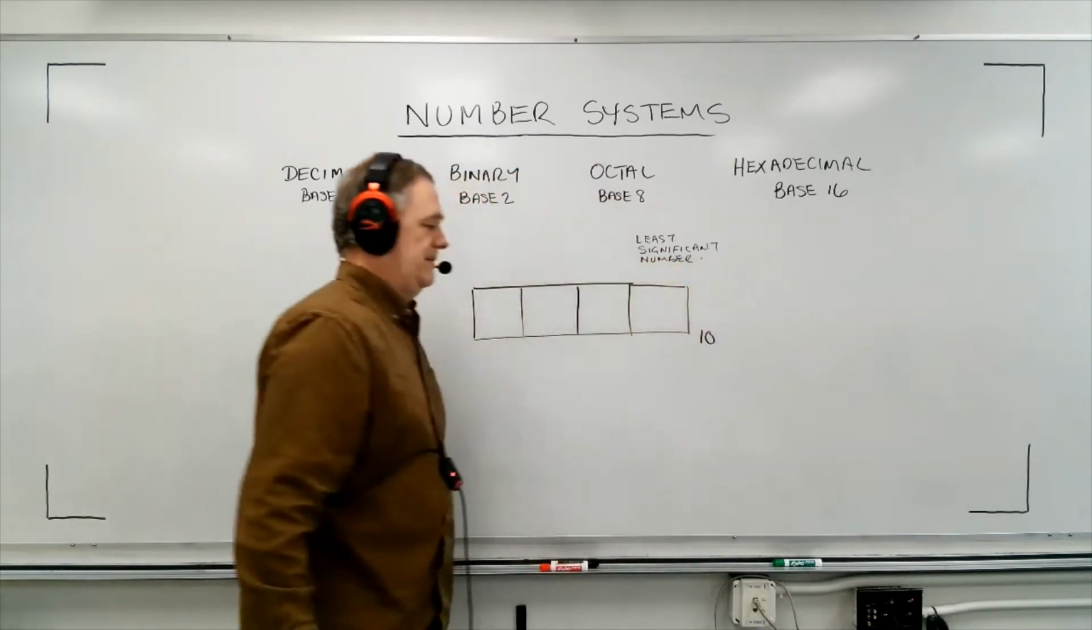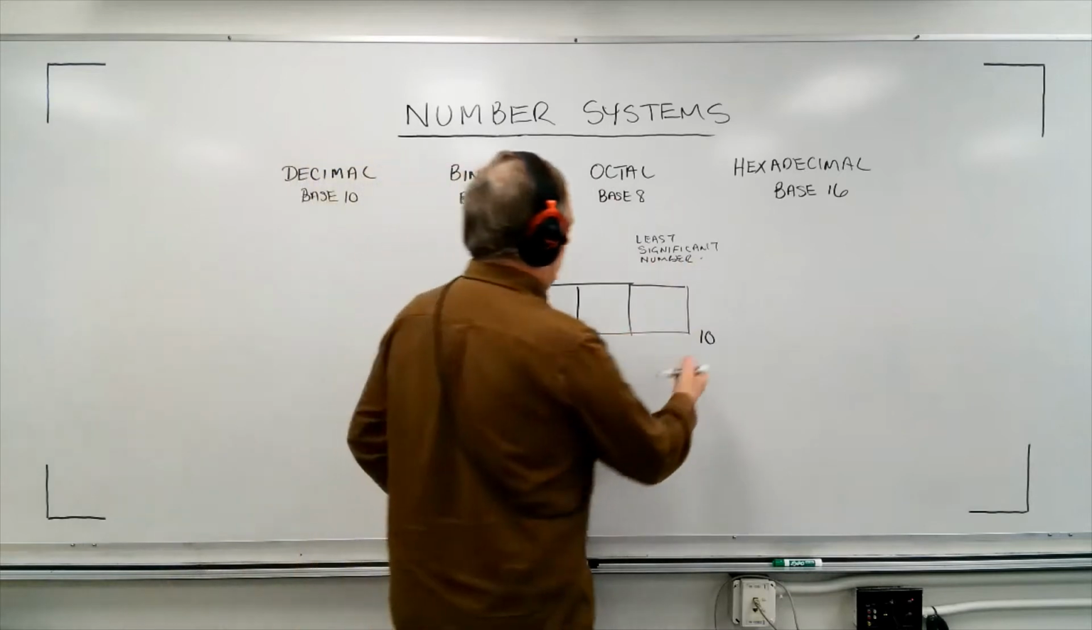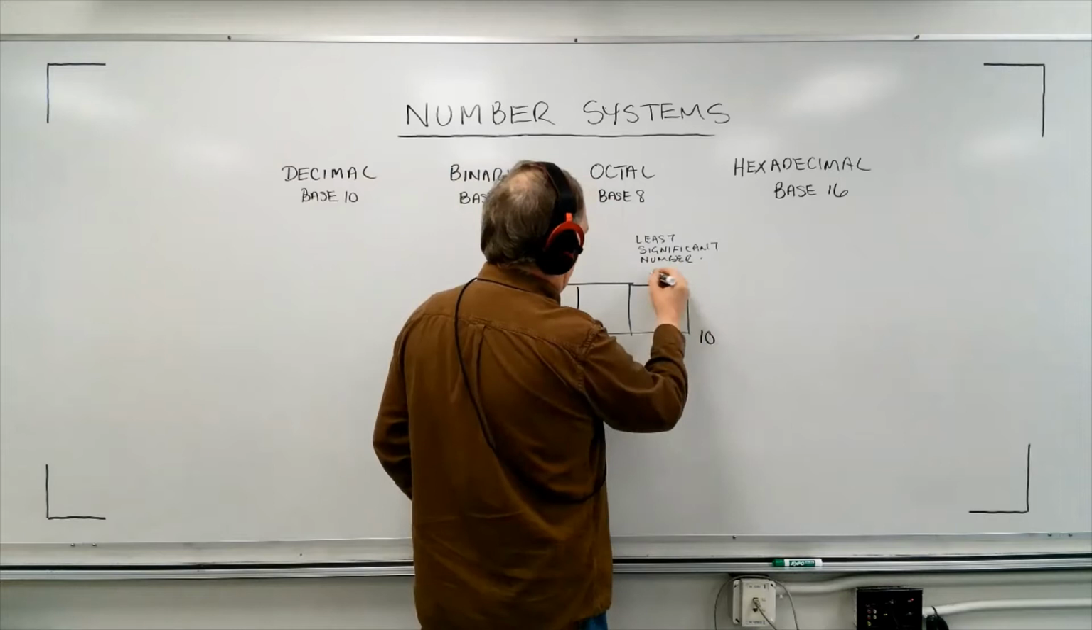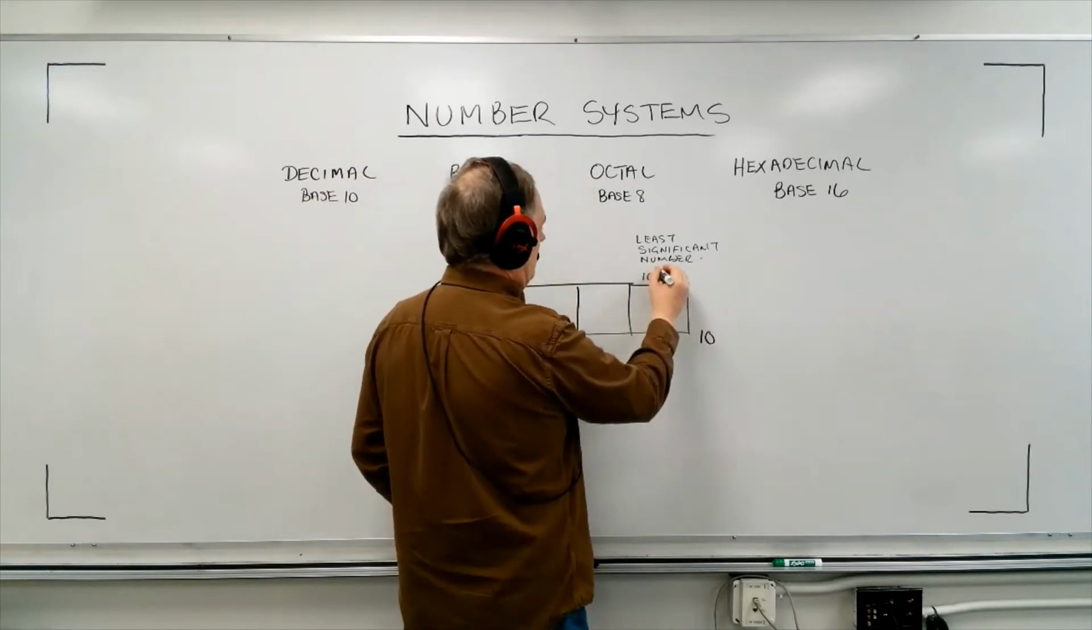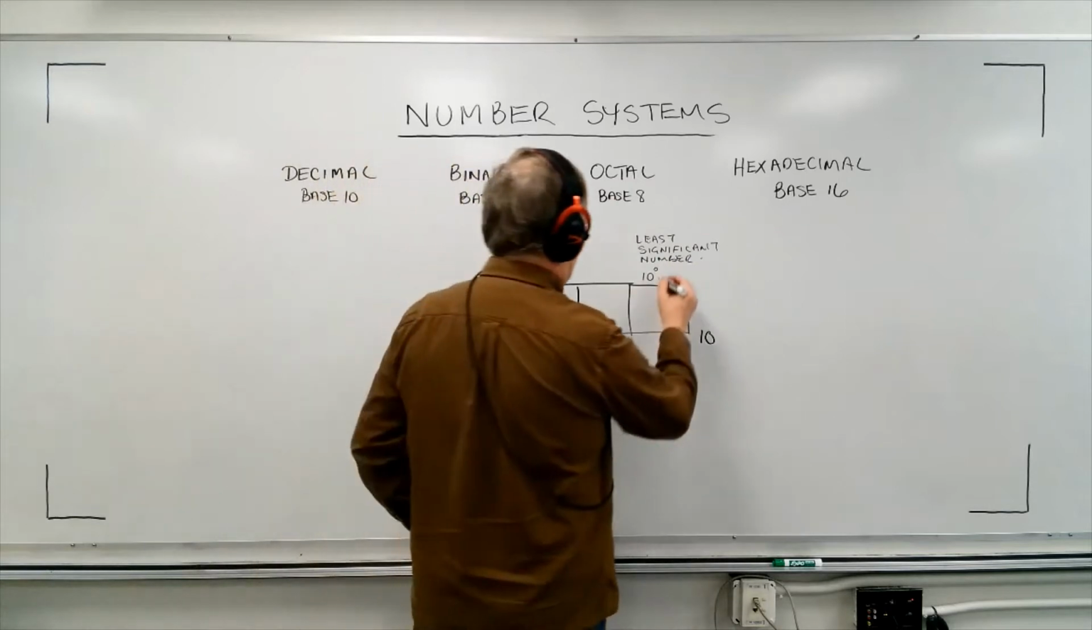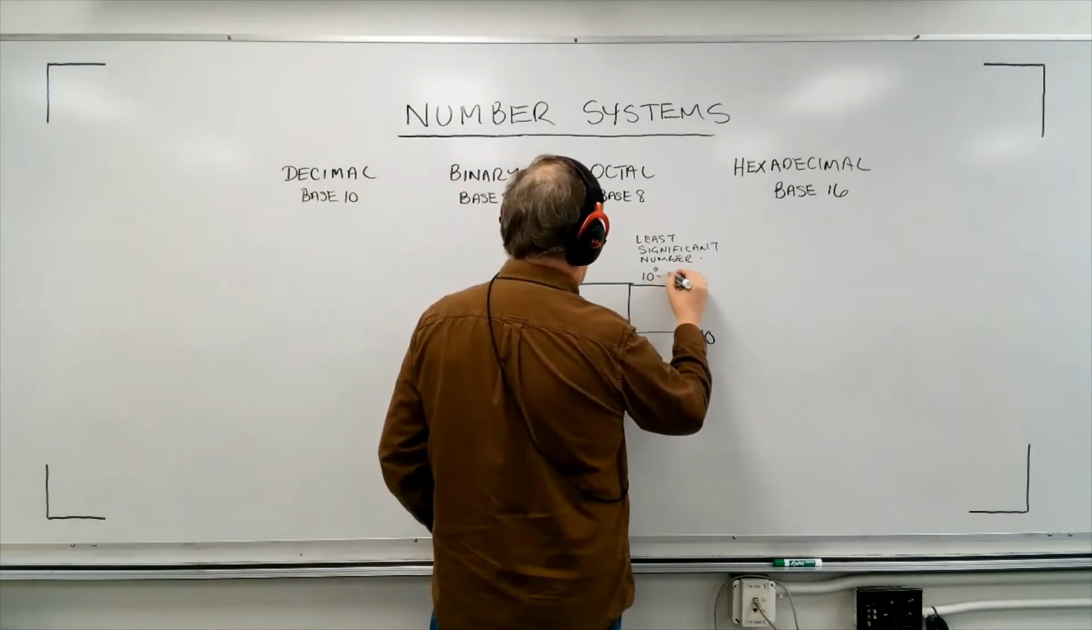Okay. And we go, well, the way that we actually determine this value is that we use the base and we go 10 to the power of 0. 10 to the power of 0, and anything to the power of 0 equals 1.